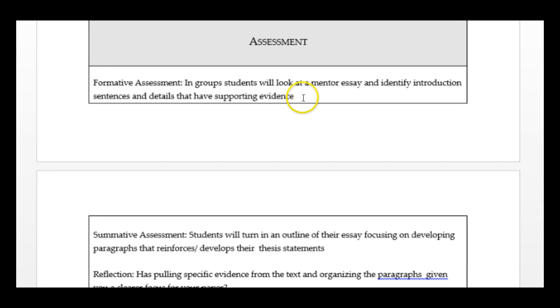Make sure though, here in your formative assessment, you have in groups, students will look at a mentor essay and identify introduction, sentences, and details. So I can't see a mentor essay attached to this lesson plan at all. And so I don't know what you're going to be assessing or what this essay looks like, or if this essay is well structured or if it's not well structured, so that their goal is to identify sentences and details that don't have supporting evidence or that do, or something like that.